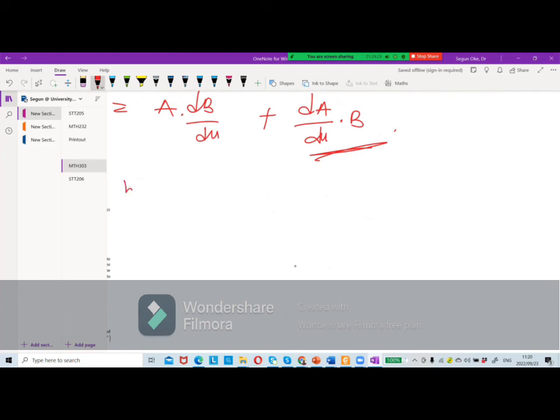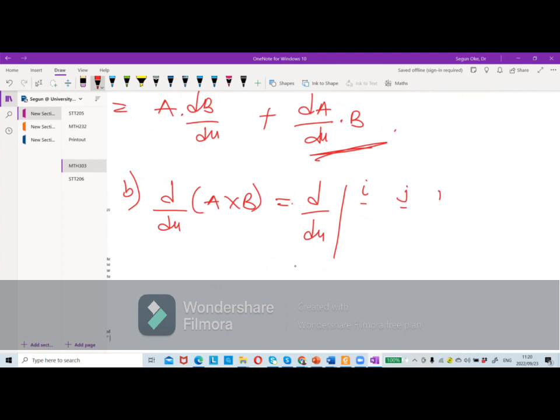So let's look at another. We've not finished the B aspect of it. It says d/du of A cross B. You remember the way you solve the cross product using the matrix form. You just use the determinant theorem of the matrix that we normally use. It simply means d/du of the determinant with rows i, j, k, A1, A2, A3, B1, B2, B3.